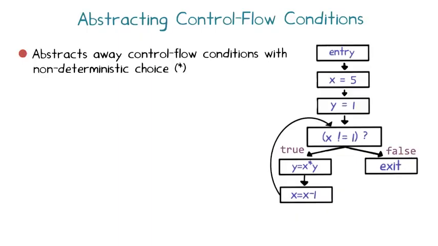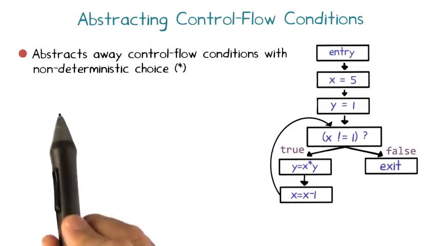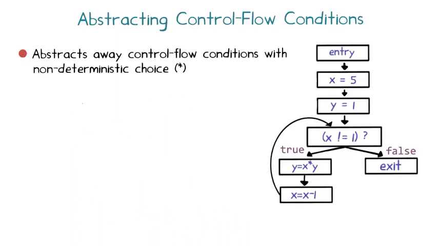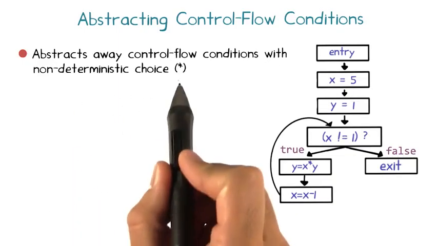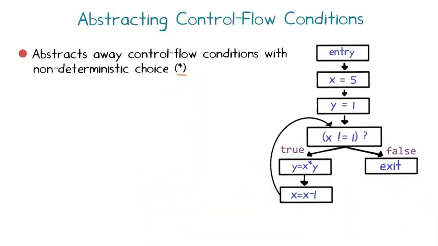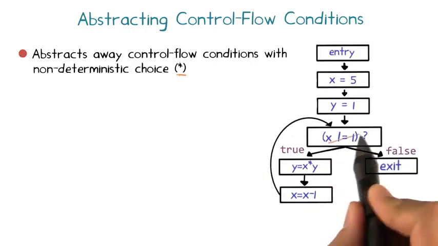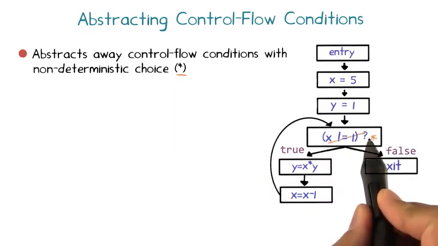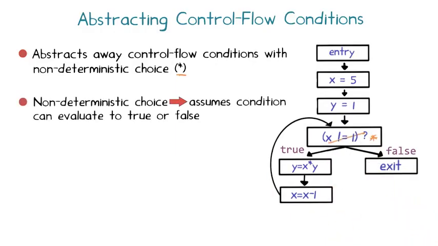The primary source of incompleteness in data flow analyses arises from abstracting away control flow conditions with non-deterministic choice, which we will denote throughout this course using the star symbol. For this example program, data flow analysis replaces the condition x not equals 1 with non-deterministic choice. Non-deterministic choice simply means that the analysis will assume that the condition can evaluate to true or false, even if, for example, in actual runs the condition always evaluates to true.